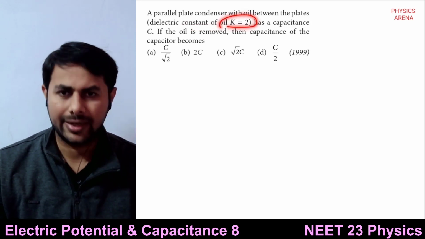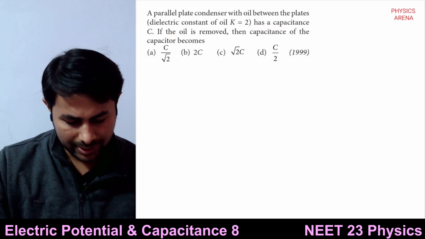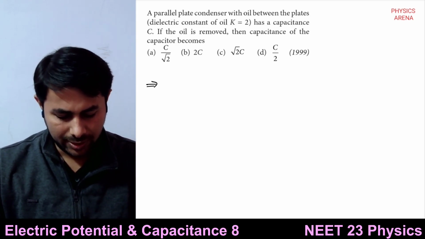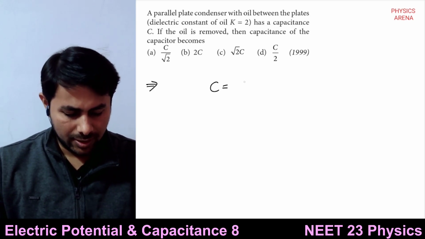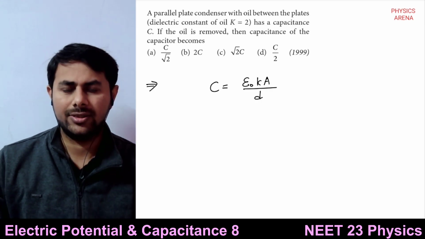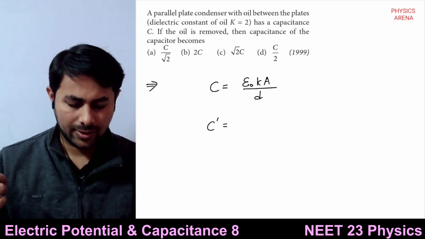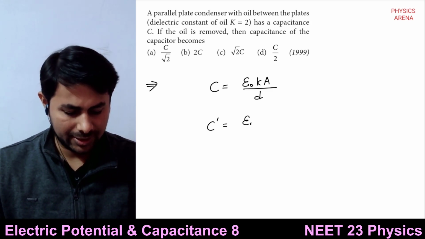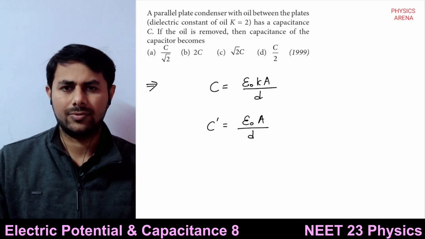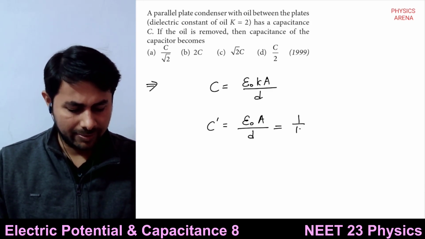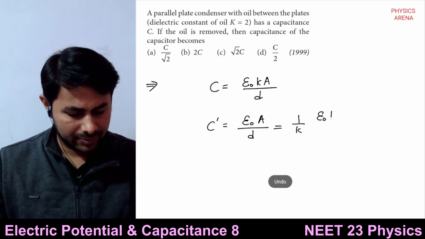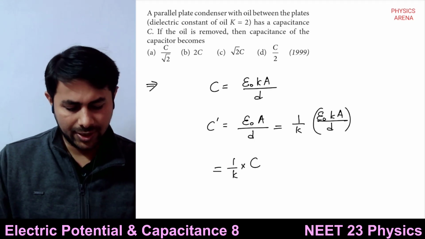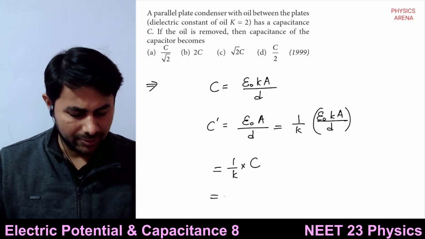Next, a parallel plate condenser with oil between the plates. The dielectric constant of oil, K, is equal to 2. It has a capacitance C. If the oil is removed, then the capacitance of the capacitor becomes? What will happen? So here we know C is equal to epsilon naught K A divided by D. This is the formula. If the oil is removed, air will be left between the plates. So the capacitance will become epsilon naught A upon D, which is 1 by K times epsilon naught K A divided by D, which is 1 by K times the original capacitance, right? It's 1 by K times C. And K is equal to 2. So it is C by 2.